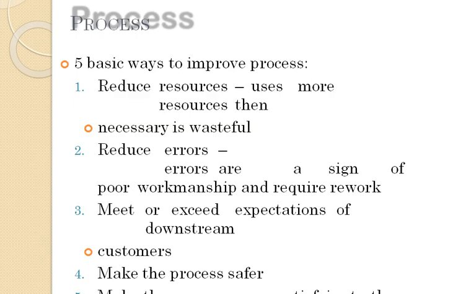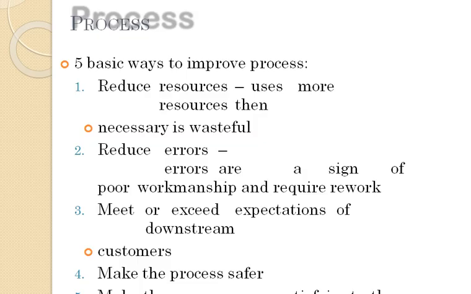What are the basic ways to improve a process? Reduce resources, do not use more resources than necessary, reduce errors. Errors are a sign of poor workmanship and require rework. So at the workplace we have to reduce errors. Meet or exceed expectations of downstream customers. Make the process safer. Make the process more satisfying to the persons who are doing it.